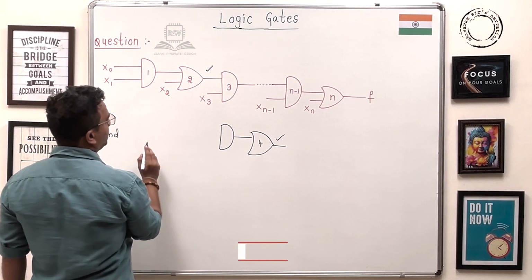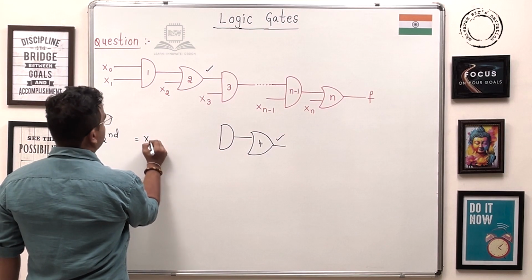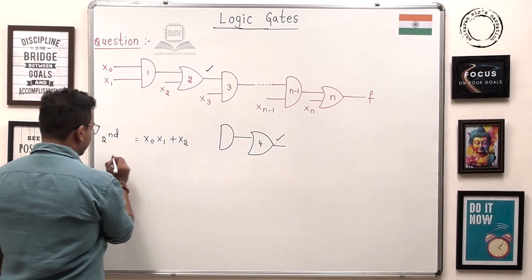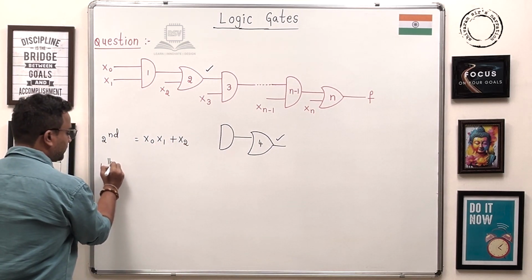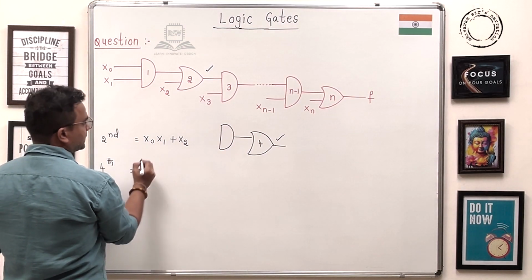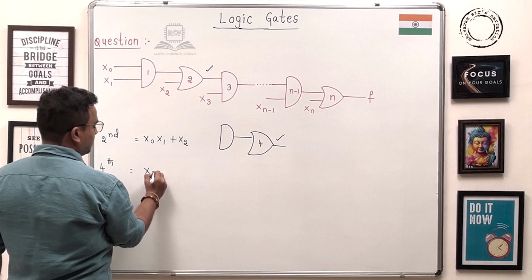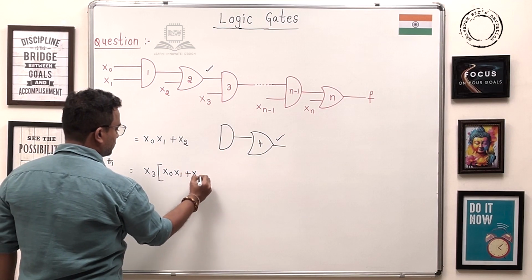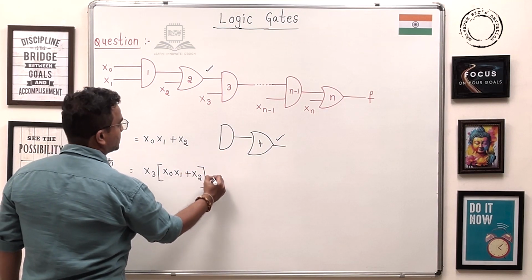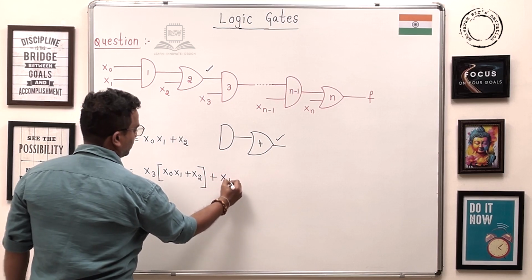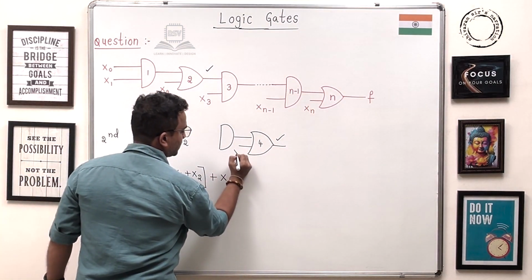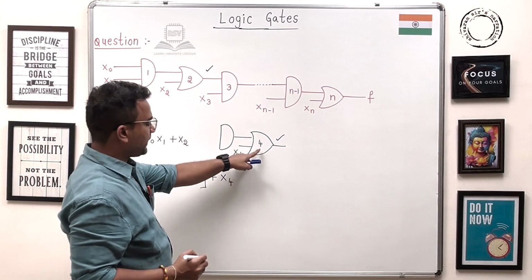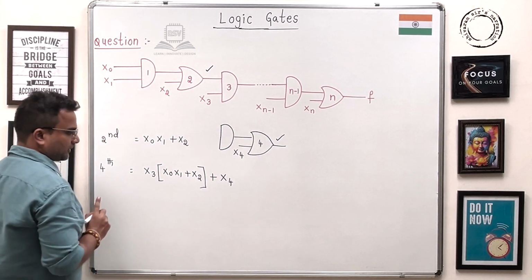What will be the expression? That is x0 into x1 plus x2. Similarly guys, for the fourth gate, what is the expression? It is like x3 into x0 x1 plus x2 plus x4, because guys for this will be x4 only, the same x1 x2 x3, this will be x4, right? This is the one, and so on.